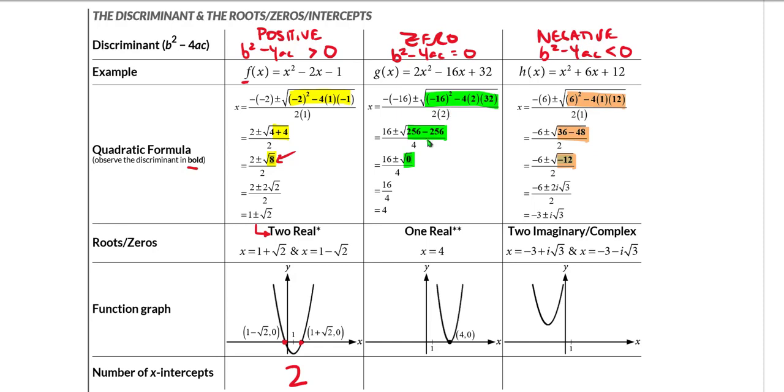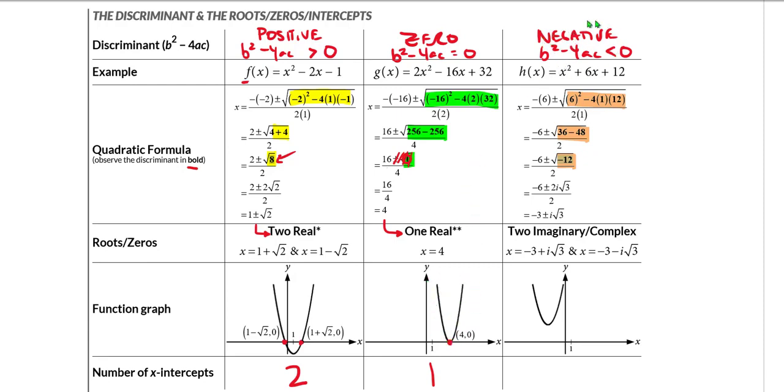In the case of the 0 discriminant, well, remember, we'll home in on this step right here, 16 plus or minus root 0. Well, root 0 is just 0, and 16 plus 0 and 16 minus 0, well, those are both 16. So we're just ending up with 16 over 4 here, which of course only equals 4. So we have one real root or 0 in this case, and when we only have one real root or 0, we have a parabola that has only one x-intercept. So again, when the discriminant is 0, we're going to end up with one real root or 0, and we are going to end up with a parabola that kisses or is tangent to the x-axis.